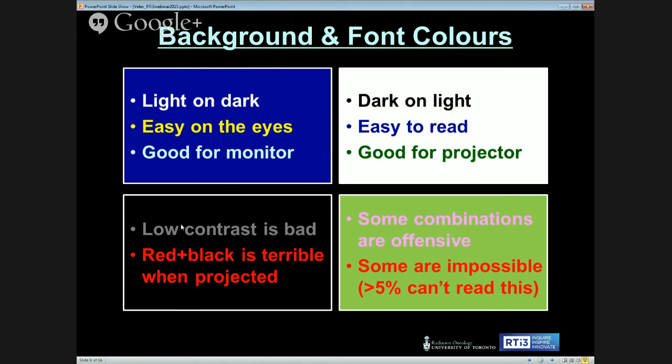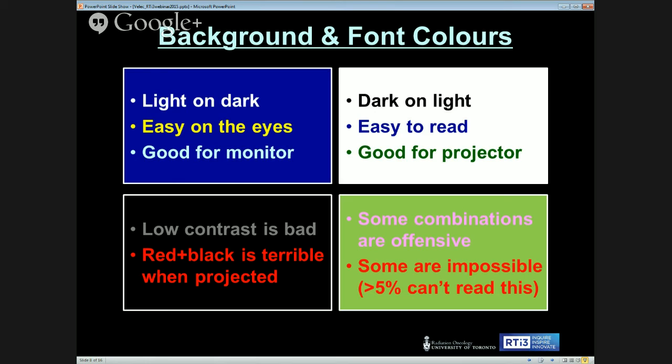Compared to that, low contrast is bad. Here I have an example of gray text on a black background. Again, this doesn't look so bad on a backlit monitor, but when projected in a room, some of these words are going to become very difficult to see, specifically if you're sitting at the back of the room.